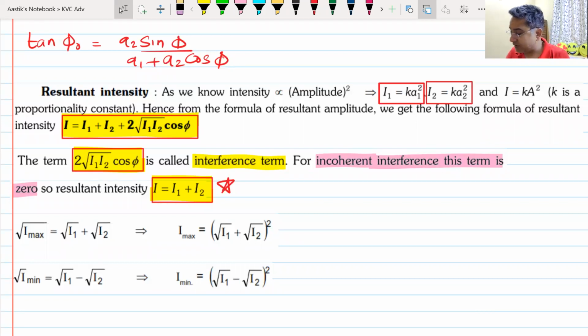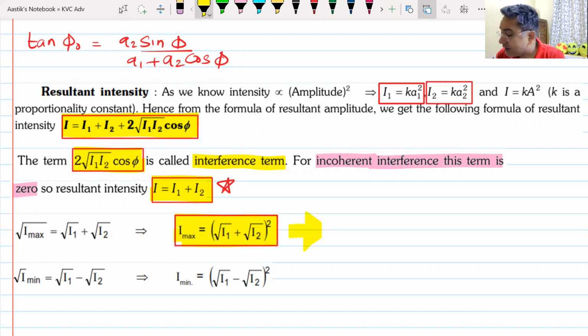Also, we must note here that we've already discussed this: the maximum intensity, and we will see that in much more detail now. Maximum intensity will be given by (root over I1 plus root over I2) whole square, and maximum amplitude will be given by A1 plus A2. Do we remember this? Yes, sir.